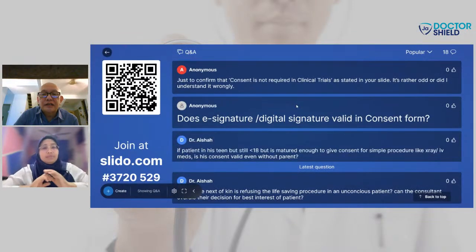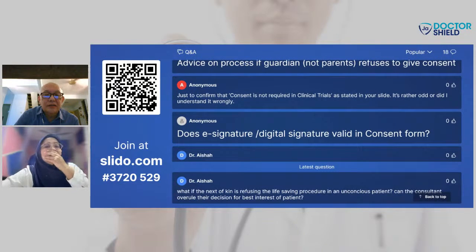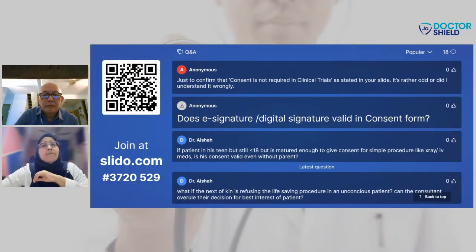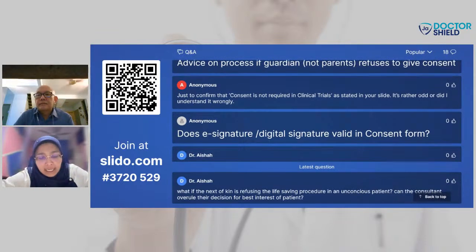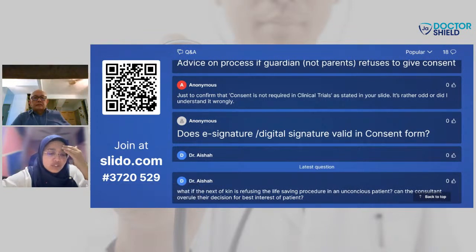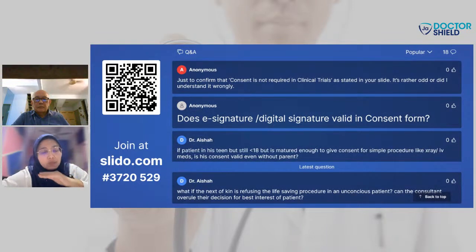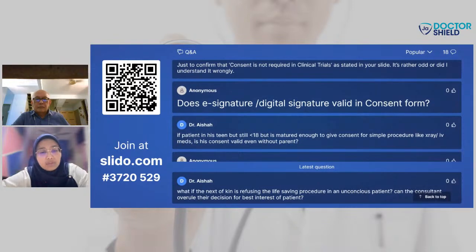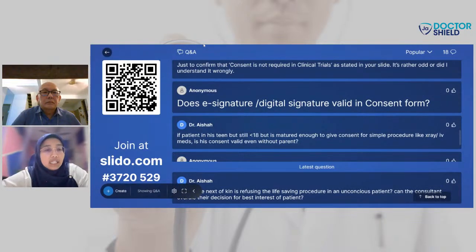Do e-signatures, digital signatures, count as valid for consent forms in these days of electronic medical records? Yes. When it comes to the electronic medical record, I believe it is still new, even for the judges. For us, we have been representing the hospital and consultants, so we know how it works. At the end of the day, the consultant needs to explain to the judge how it works. In terms of the consent taking, it is actually done physically, face to face, but when it comes to signing, it is by way of e-signature.